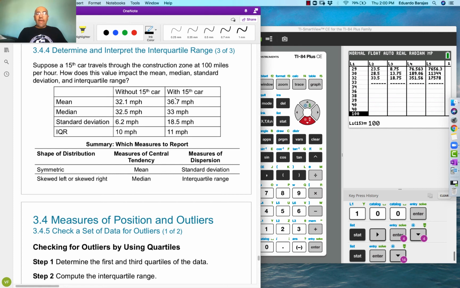So it gets impacted by that 100 a little bit more than the median. Notice the median also went up, but not by much, not compared to the mean. Good. The standard deviation also shot up.